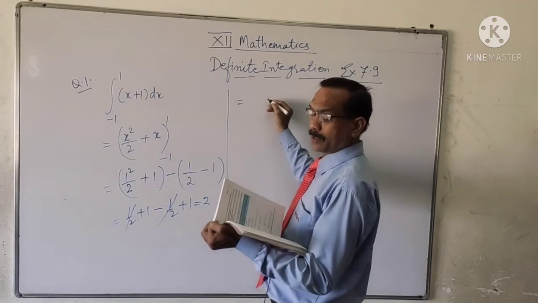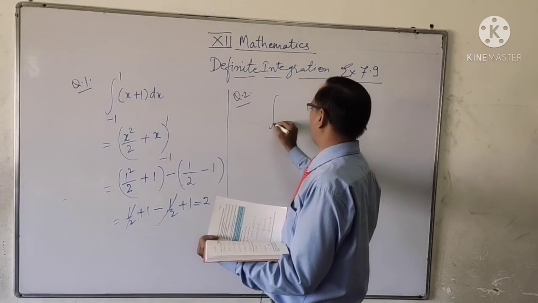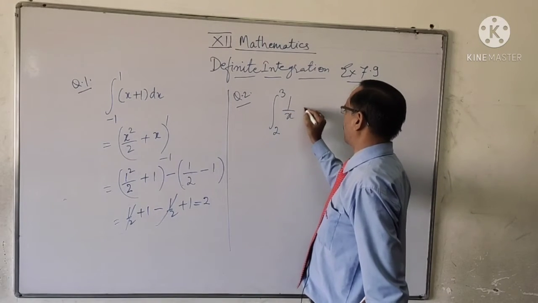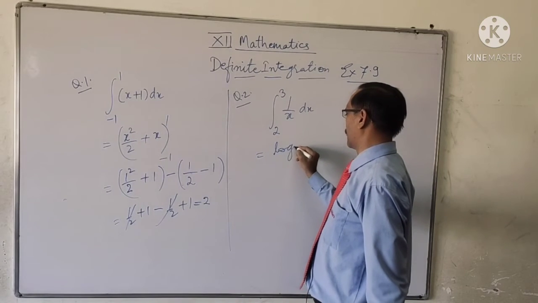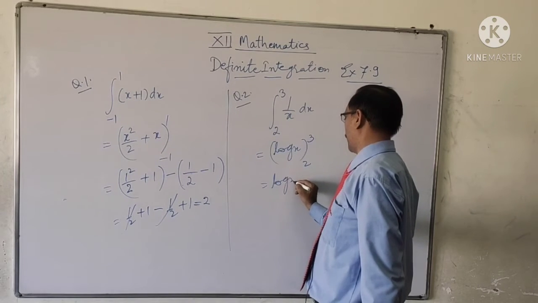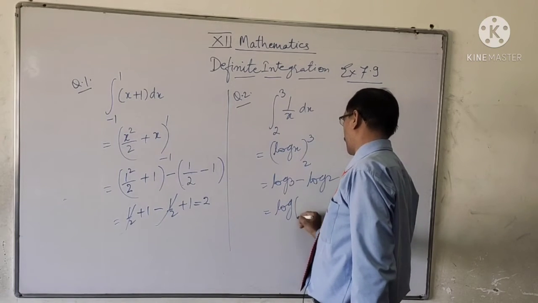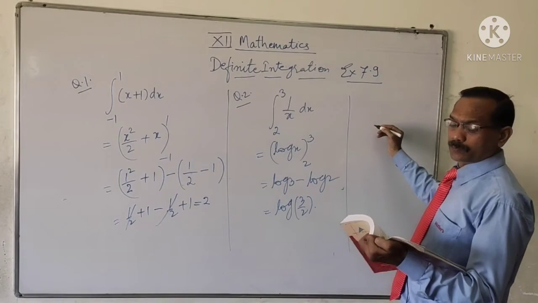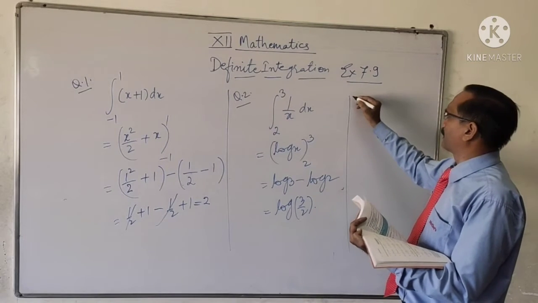Then the same for question number 2. Here the limit is 2 to 3 of 1 upon x dx. Integration of 1 upon x is log x. Limit 2 to 3. Then it is log 3 minus log 2, or we can write log of 3 by 2. Question number 3 is the same.